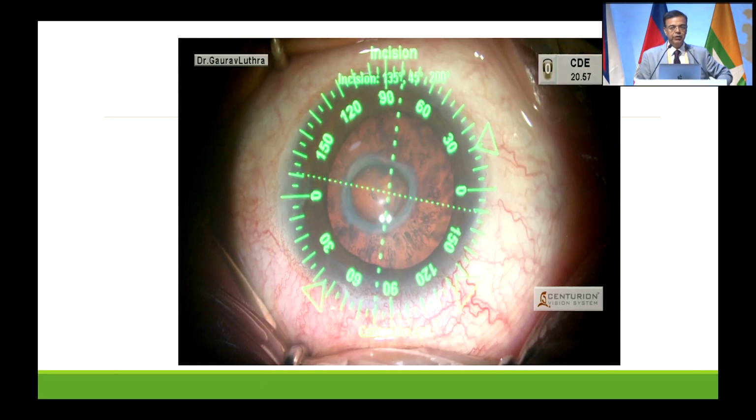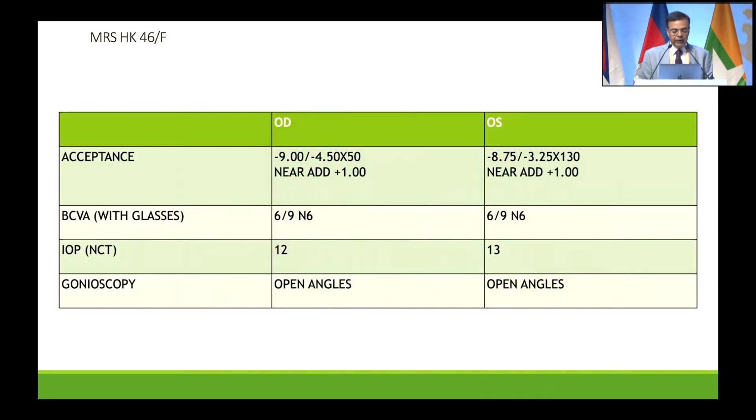Now this patient, of course, we did the cataract surgery, and the patient did well. Six months later, the patient went on to develop a detachment in that eye, which was operated, and finally the patient was settled.